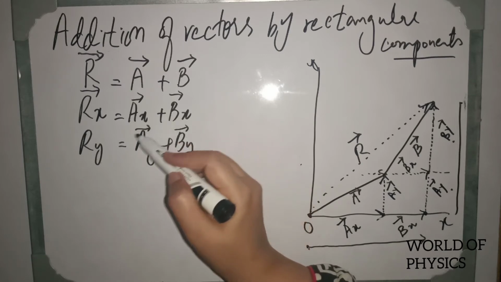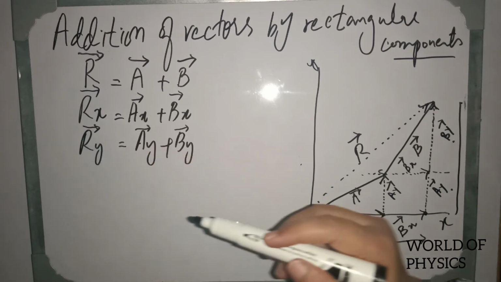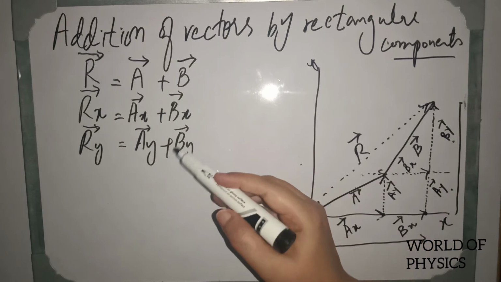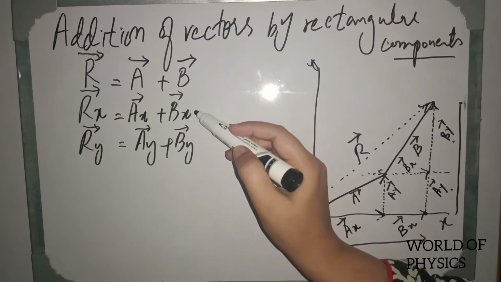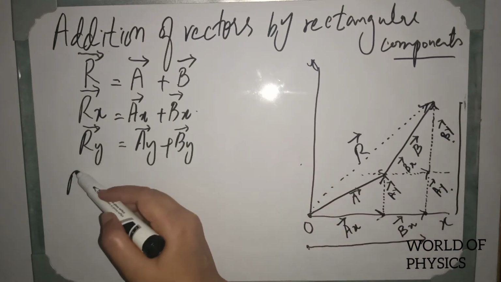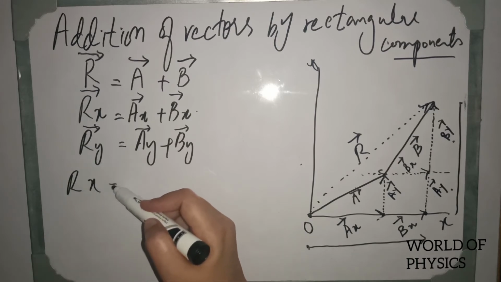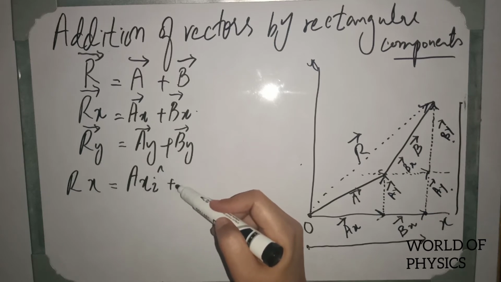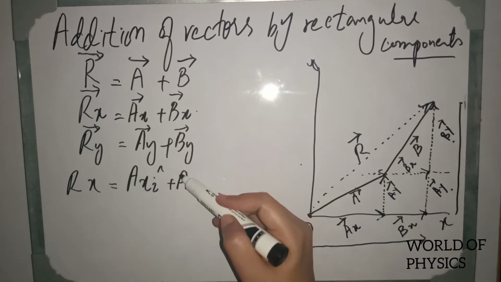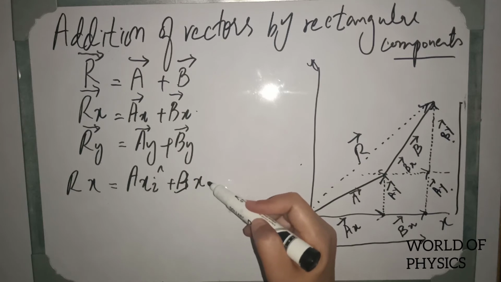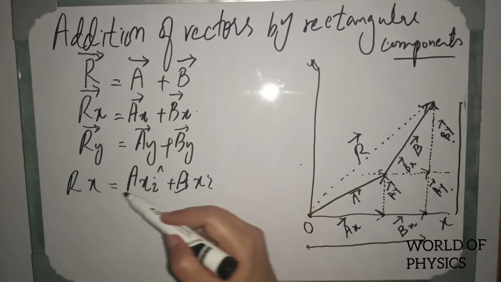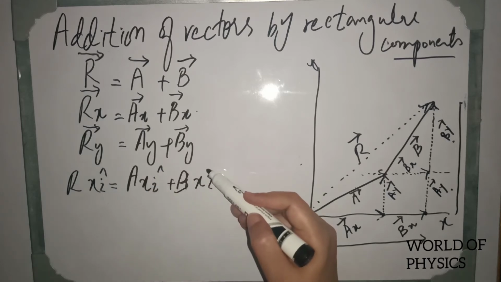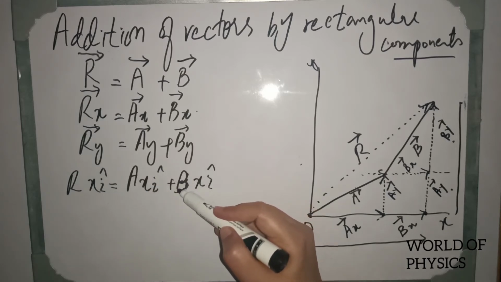Up till now we have written down the vectors, and now we are going to write down vectors with their unit vectors. So for this equation of Rx, I can write down Rx equals Ax i plus Bx i, because Rx is a combination of x components of A and B.